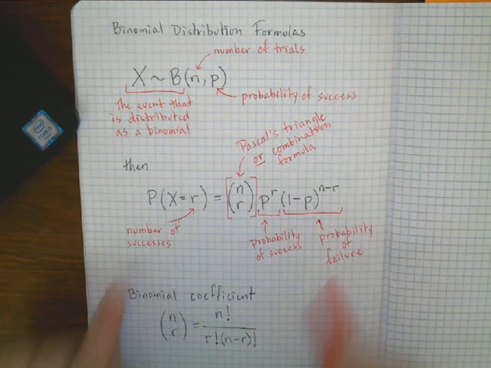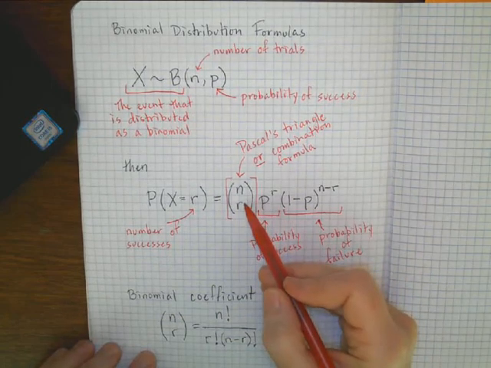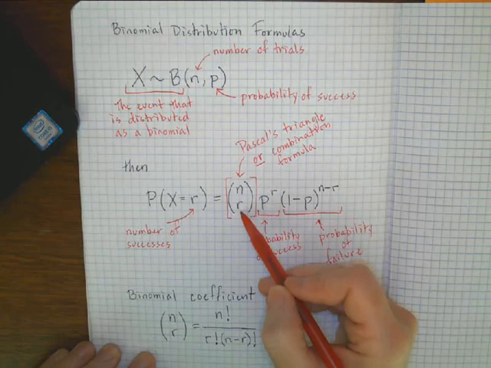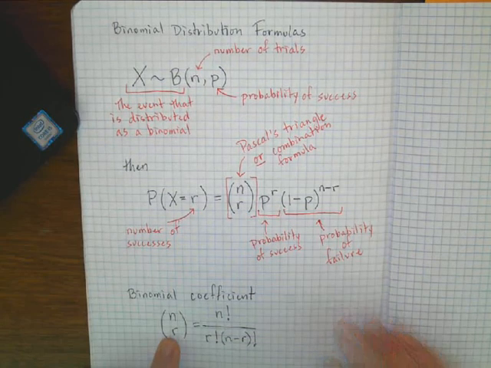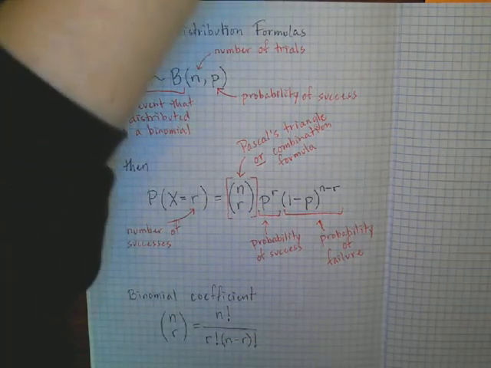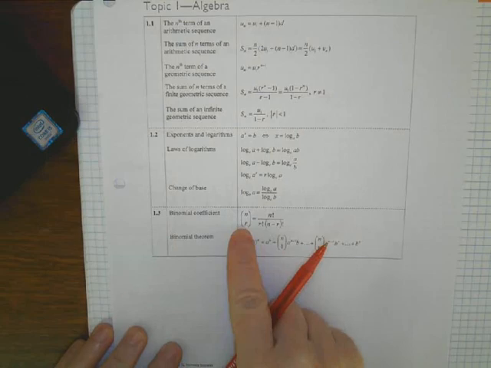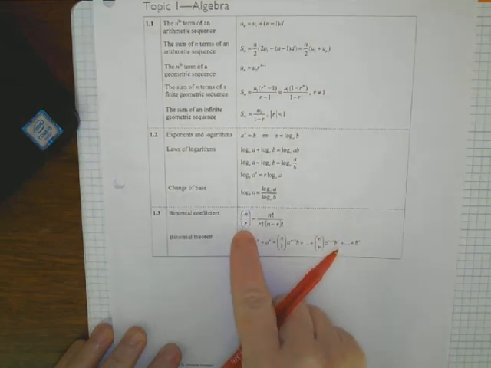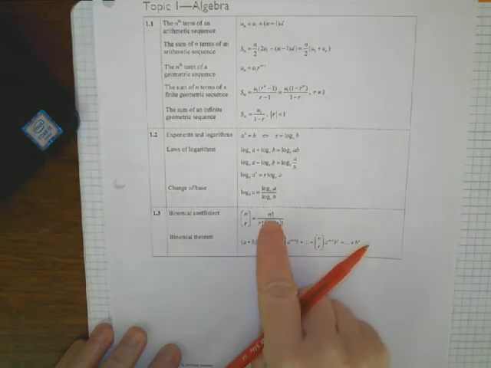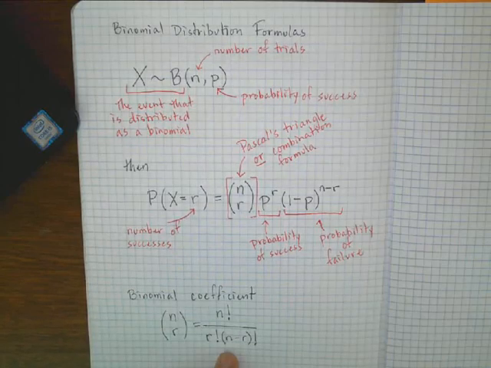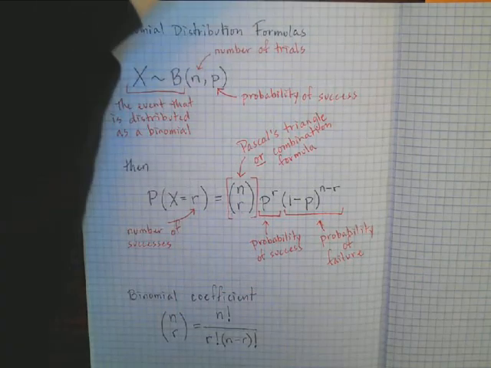All right, I did want to mention this coefficient, the binomial coefficient. There is a formula for this, and here it is. This is also in the formula packet, back on the first page, right here, binomial coefficient. So n trials and r successes is n factorial over r factorial times n minus r factorial. I'm going to show you how we're going to use this on our warm-up from yesterday.